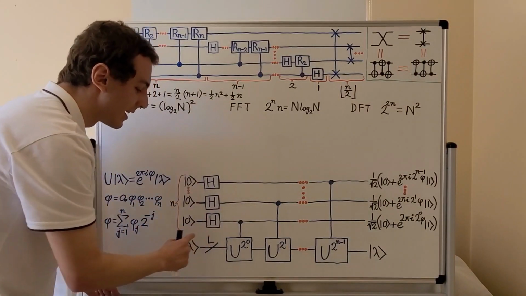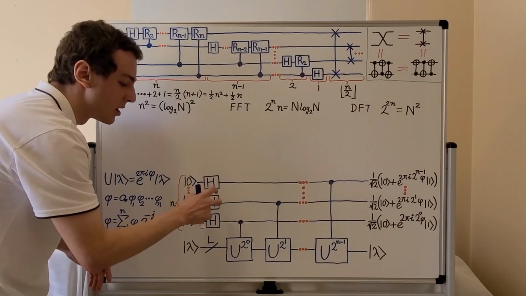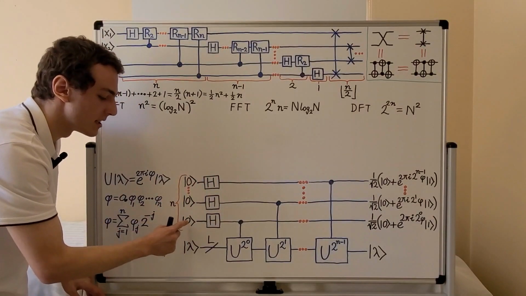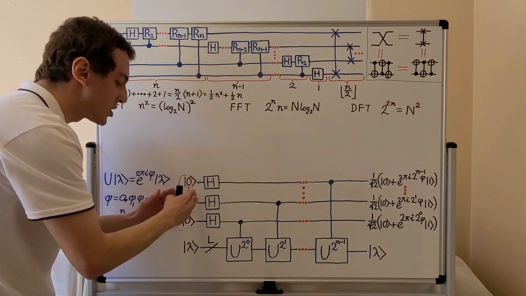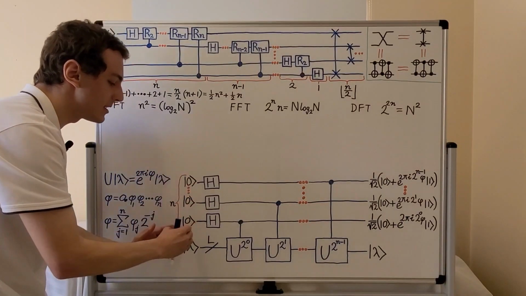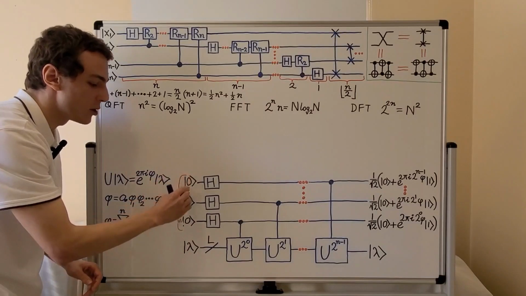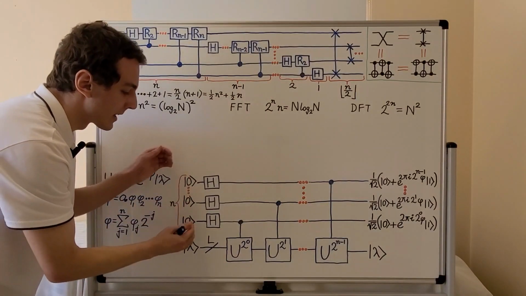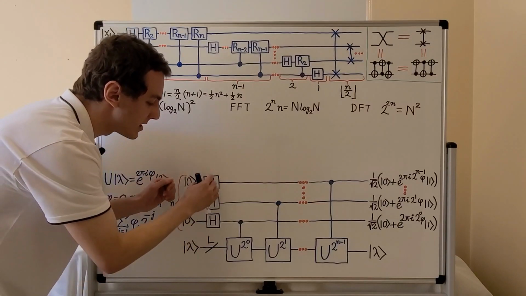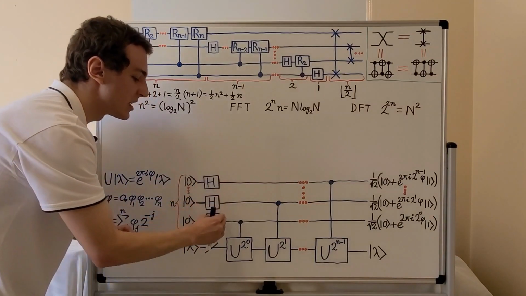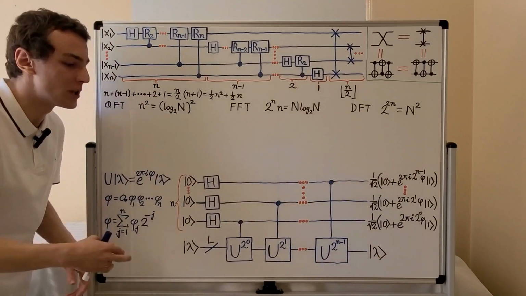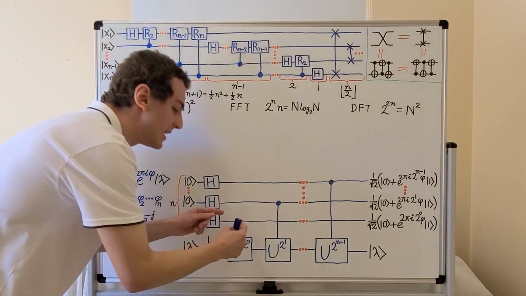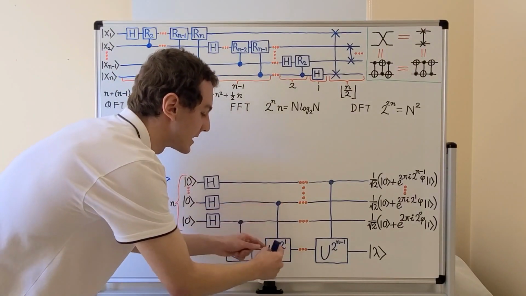We will begin by applying Hadamards to all of these qubits after they've been initialized in the state 0. So first we initialize in this computational basis state. So it's all zeros. All of the qubits are initialized into this state 0, and we have n of them. Then we apply the Hadamard gate to each of them, and that prepares a superposition of all the computational basis states. Once we've done that, we're going to apply these controlled unitary gates.